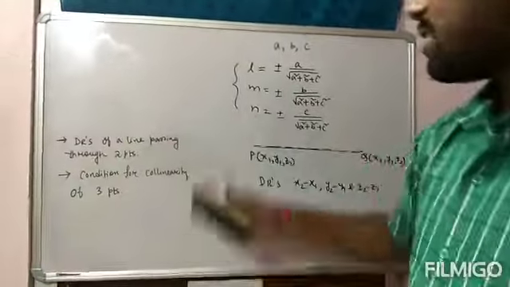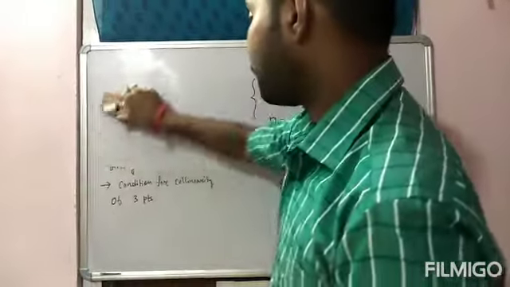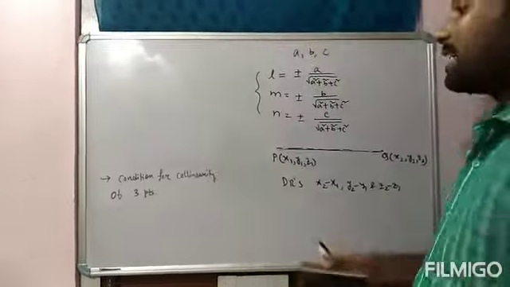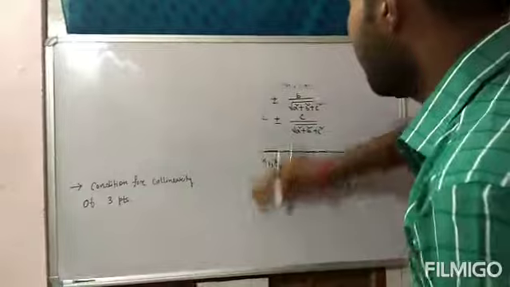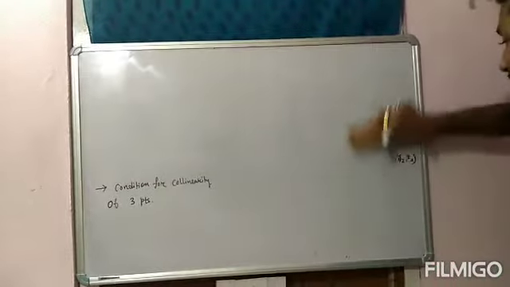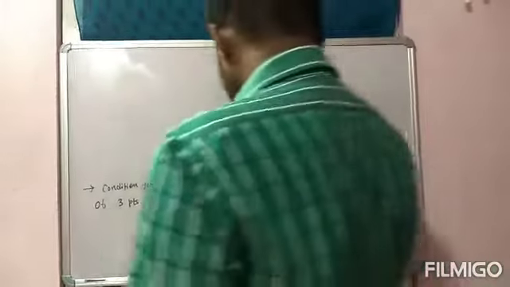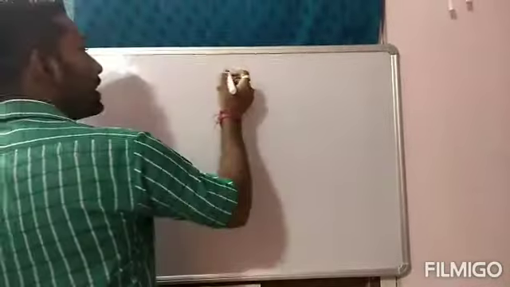Okay, and the last point is the last part, conditions for co-linearity of 3 points. So जब 3 पॉइंट दिया रहता है तो कोलिनियरिटी है कि नहीं वो कैसे चेक करना है. फर्स्ट ऑफ ऑल, व्हाट डू यू मीन बाय कोलिनियरिटी?